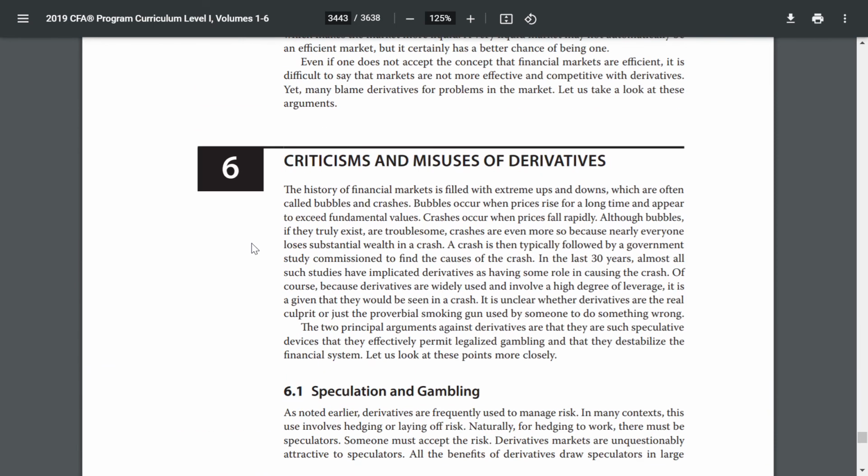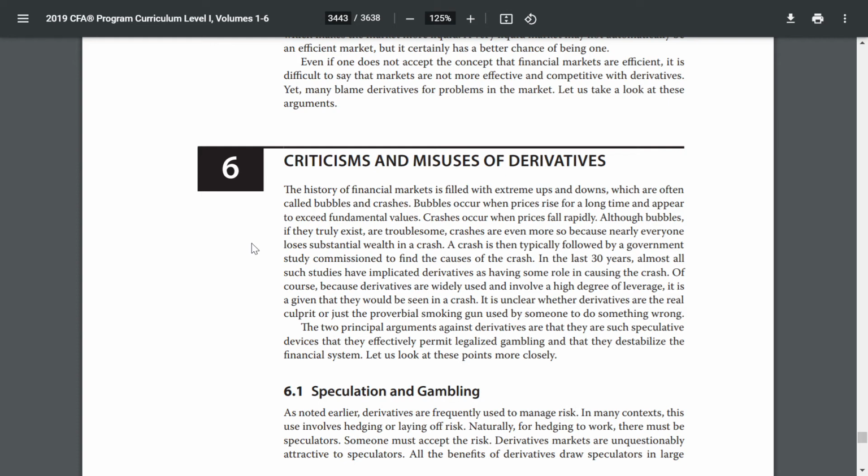Criticism and misuse of derivatives. The history of financial markets is filled with extreme ups and downs, which are often called bubbles and crashes. Bubbles occur when prices rise for a long time and appear to exceed fundamental value. Crashes occur when prices fall rapidly. Although bubbles, if they truly exist, are troublesome, crashes are even more so because nearly everyone loses substantial wealth in a crash, unless you're a short seller, in which case, sure.